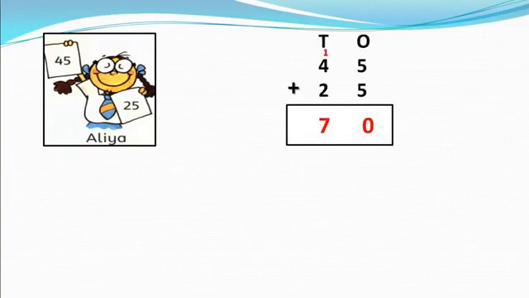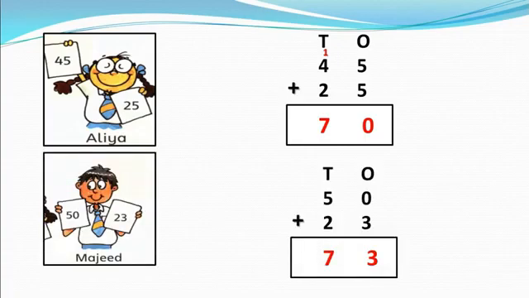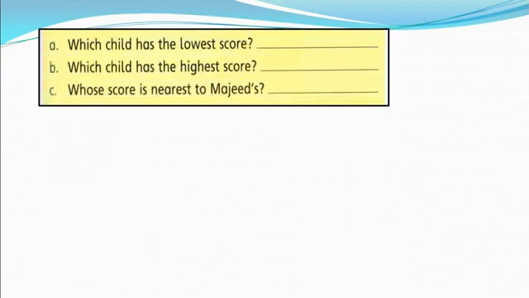This is Majid. He scored 50 and 23. His total score is 73. Now there are some questions. The first one is, which child has the lowest score? Yes, Amir has the lowest score.